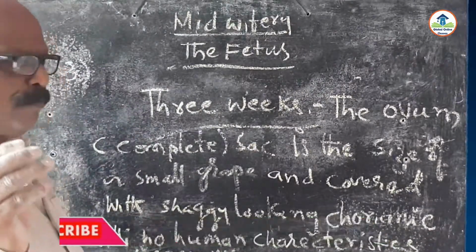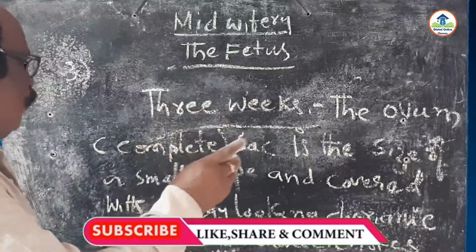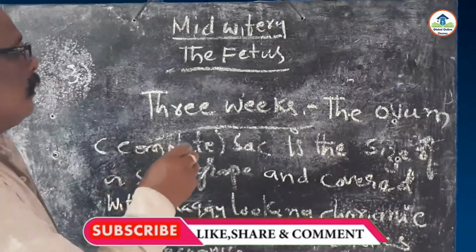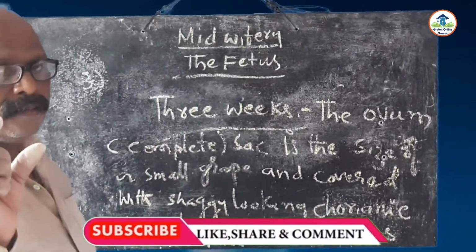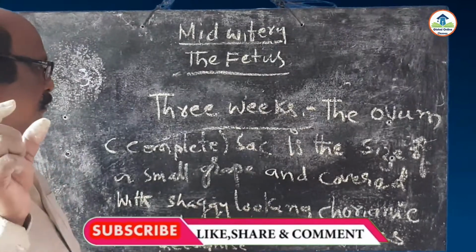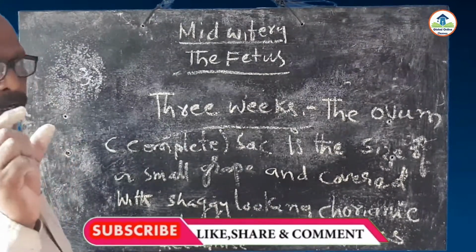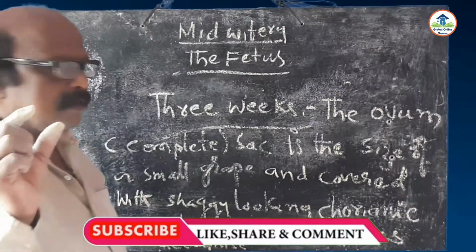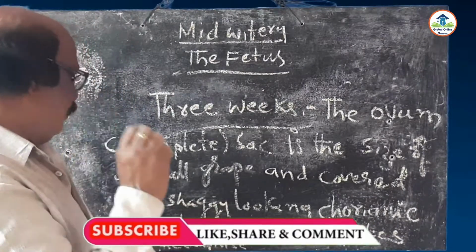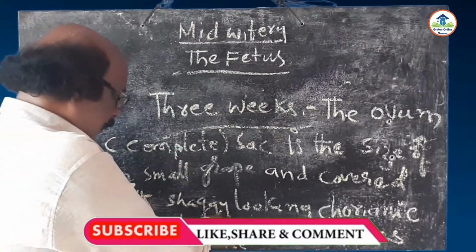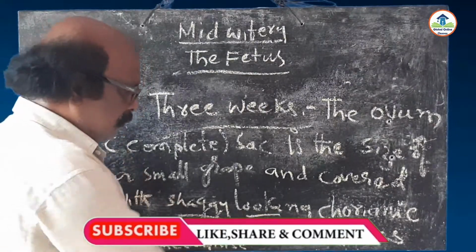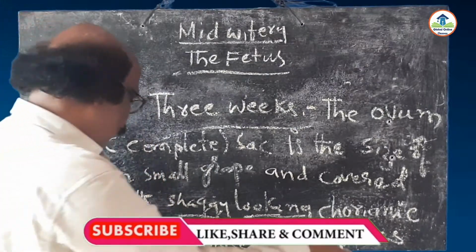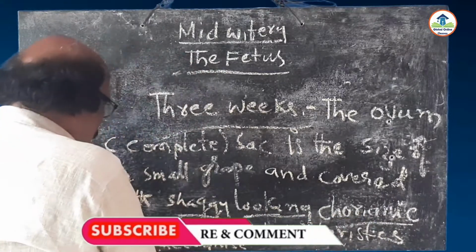Whenever a pregnant woman has reached 3 weeks, the womb, that is the complete sac, is the size of a small grape, draksha. Okay, and it is covered with shaggy-looking chorionic villi. This is the important chorionic villi.